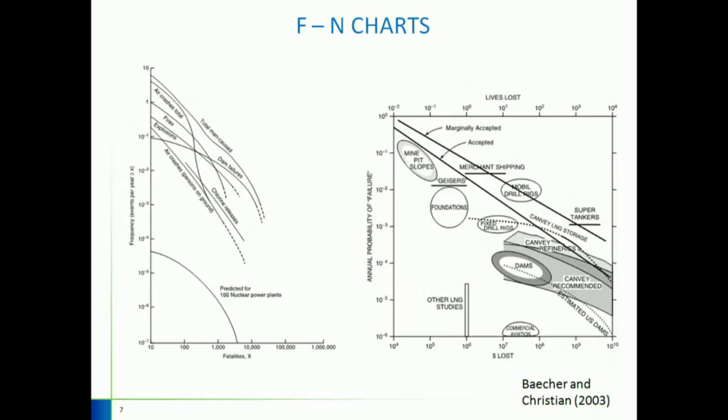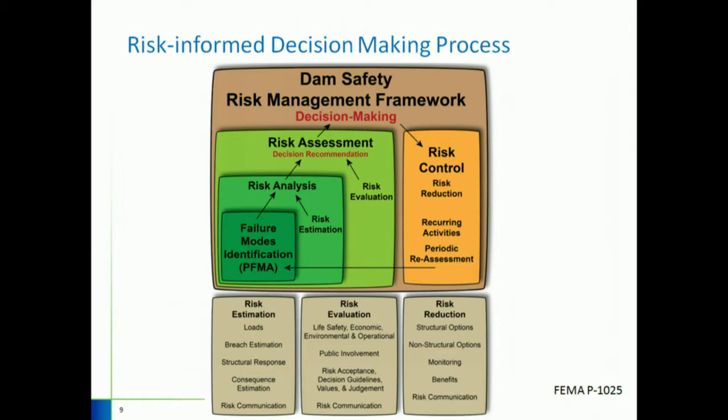Risk terminology. This is out of the FEMA manual, FEMA 1025, which basically develops the framework for the risk-informed decision-making process. It's called the Risk Management Framework. Everything starts with the failure modes identification, or in FERC terminology, PFMA. It goes into risk analysis, and this is where most of the computations or analysis are done. So all the evaluation of the uncertainties in the parameters you use, all the mathematical equations or models or whatever you do, mostly it's done here in this step.